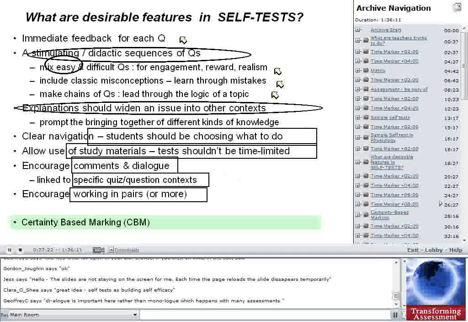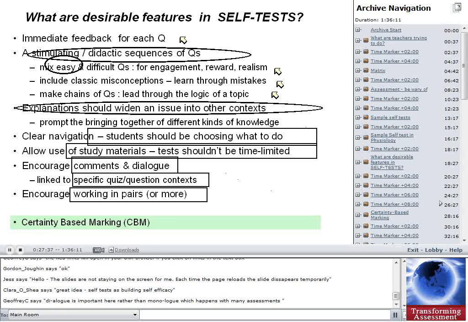We're trying to get students to think. If you can get two or more students to discuss the issues behind a particular issue, that then stimulates this sort of thinking, which is what we're trying to achieve here.